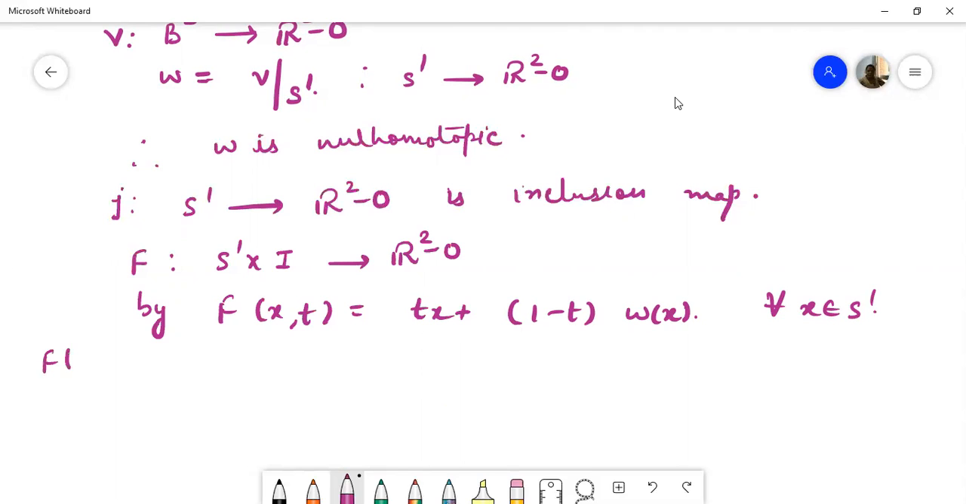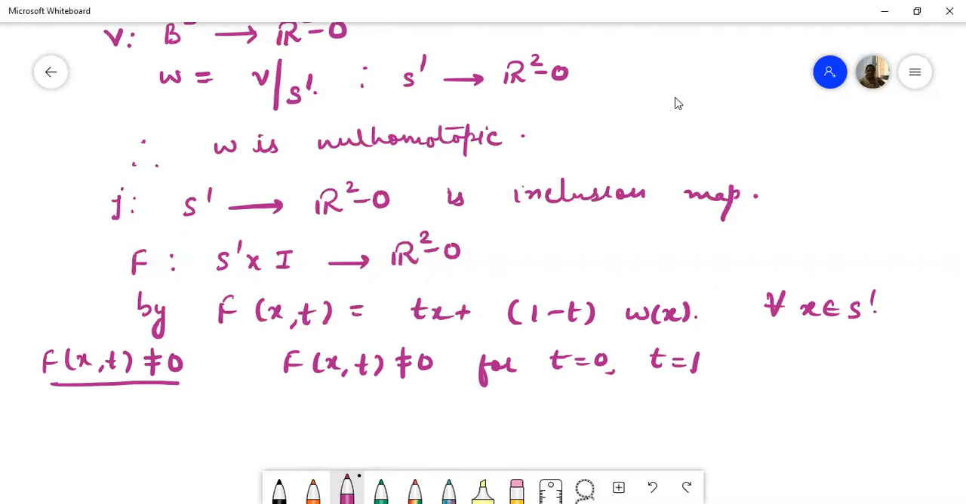Now we want to prove that f(x,t) cannot be 0, so that the image f(x,t) belongs to R² minus 0. First of all, f(x,t) is non-zero for t equal to 0 and t equal to 1. When we put t equal to 0, we get f(x,0) = w(x), and w is a non-vanishing map because it is the restriction of v. Similarly, when we put t equal to 1, we get only x. So x belongs to S¹, so it cannot be 0. It means f(x,t) is non-zero for t equal to 0 and 1.